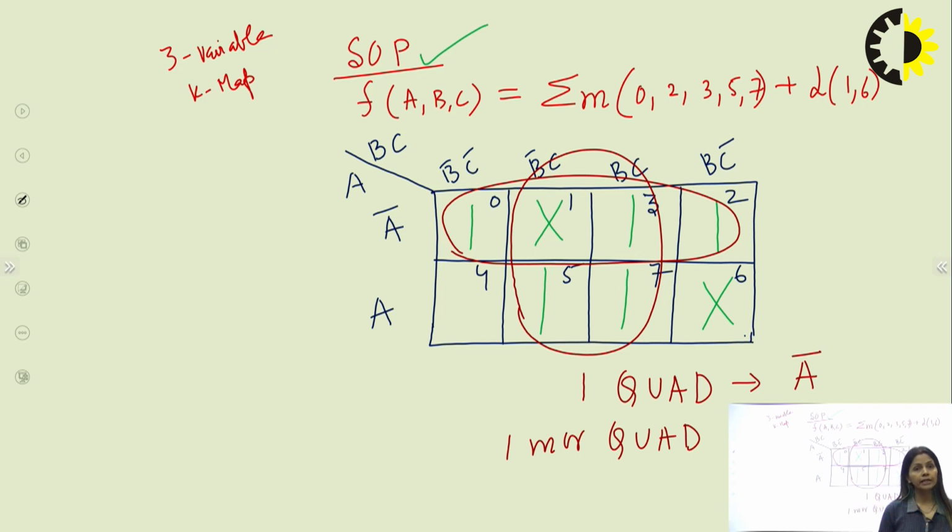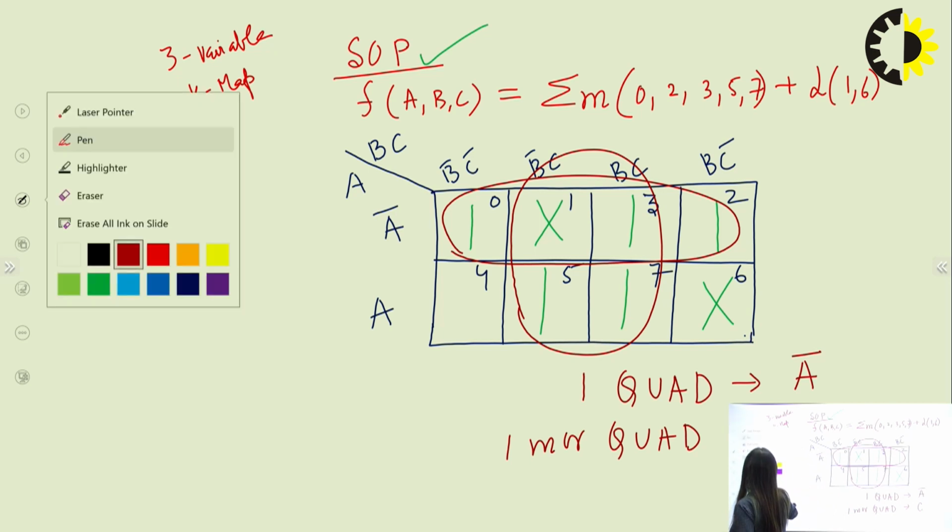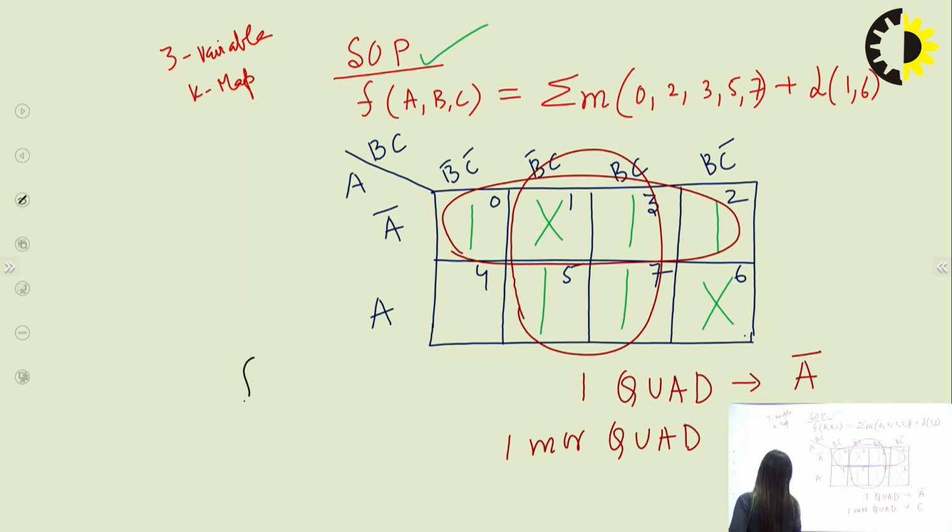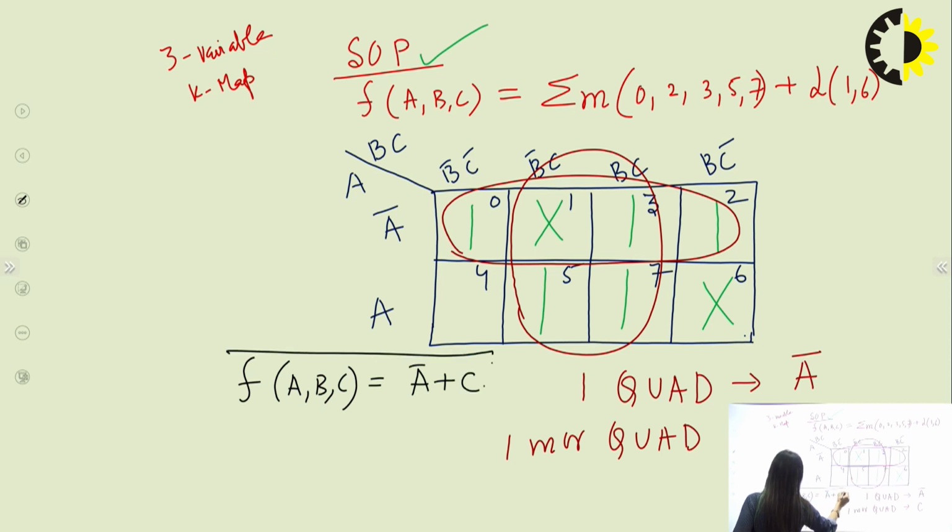And if you are not getting any pair, don't worry, just write that single entry as it is. Okay. So here now I will write my expression. This whole thing I can write as f of a, b, c is equal to a bar plus c. This is my final answer.